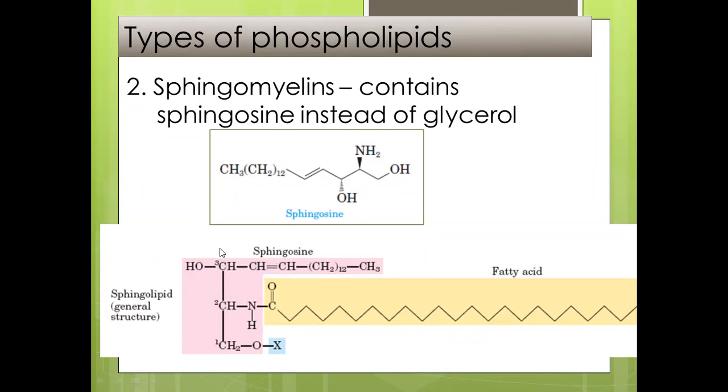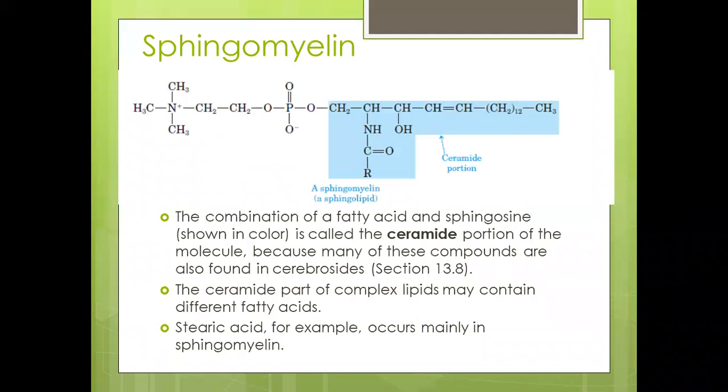So this is the sphingosine, but the first OH on the first carbon is being substituted. The OH hydrogen is being substituted with another group, and the hydrogen in the NH2 is substituted with another, your fatty acid you have here. So this is the general structure of your sphingolipid. And one example of the sphingolipids I've mentioned is the sphingomyelin.